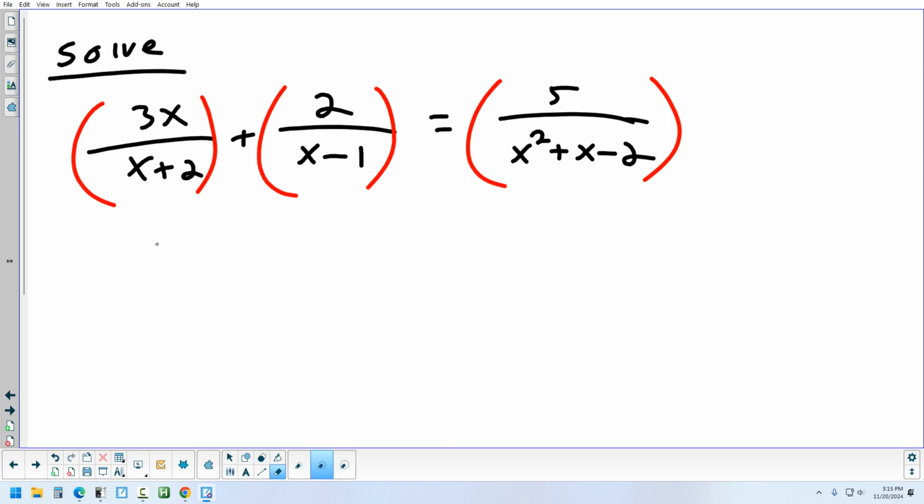So now, what can we multiply each fraction by to cancel out all my denominators? Each fraction by x plus 2 and x minus 1. Yep, that's going to go in all 3.